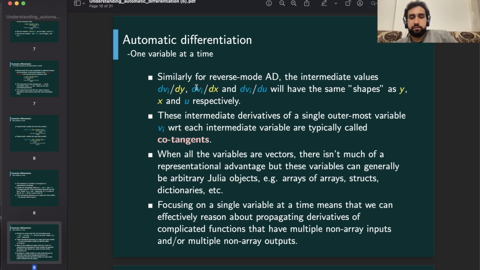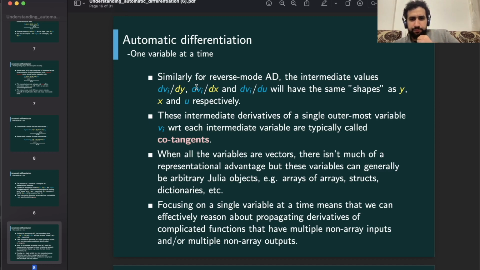But the true power of this viewpoint actually comes out when both the inputs and the outputs are not simple vectors. Let's say you're trying to find out how much v is going to change if I change u slightly, right? And that's basically the definition of the rate of change. So u and v can be arbitrary data structures. They don't really have to be 1D arrays.